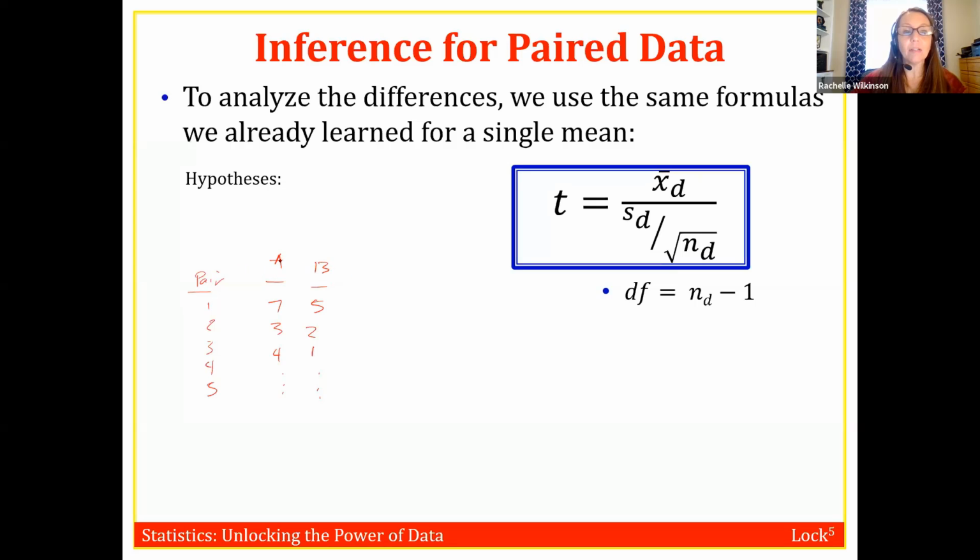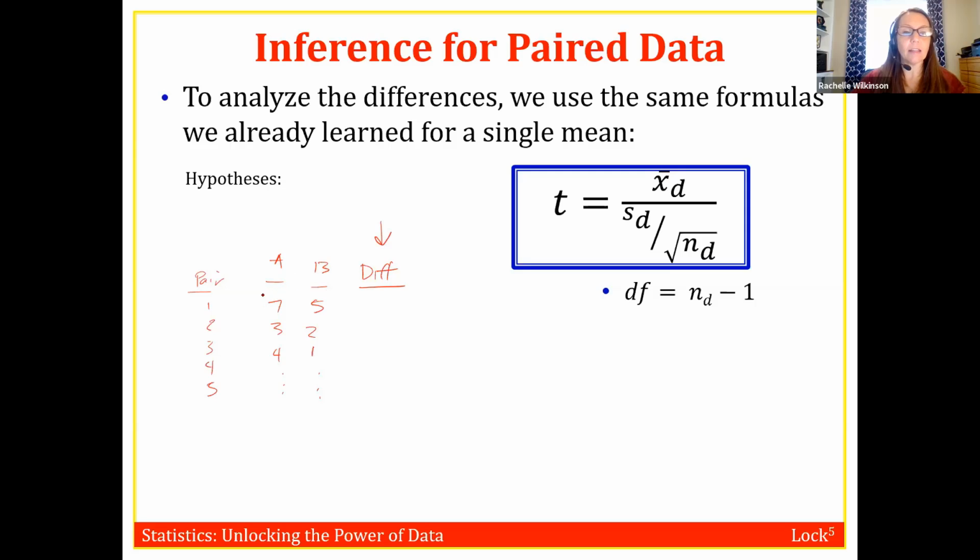And when we have this paired data, rather than keeping it separate as, hey, this was treatment A and this was treatment B, instead, we are going to compute the differences within each pair, and all of our analysis is going to be done on these differences, all of it, okay?